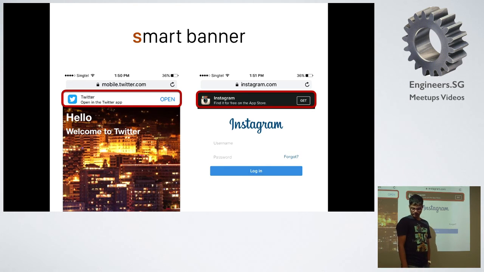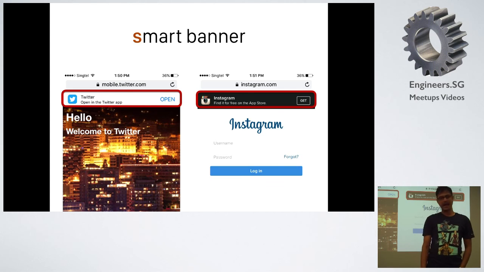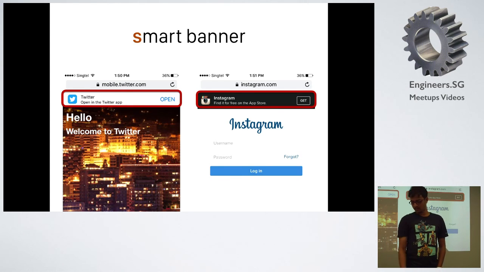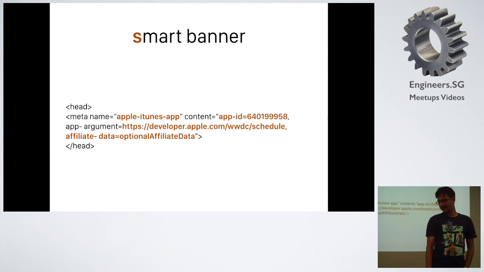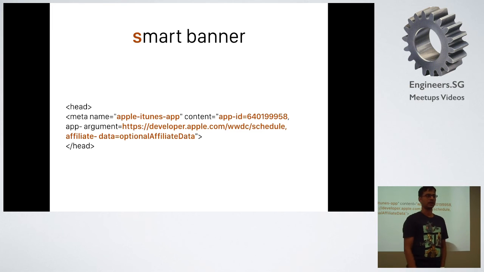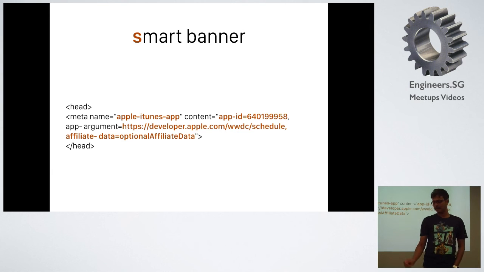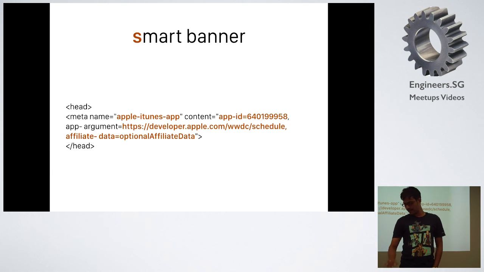These are the smart banners that I talked about, and these are fairly simple to add to your mobile web app. The only thing you need to do is add this meta tag to the header of the page. The first part, the name, needs to be exactly the same: Apple iTunes app. The content part needs to have the app ID, which is the iTunes ID or App Store ID. Then the app argument is something that the page is going to share with your app, if you need to use it. And this is mostly useful.